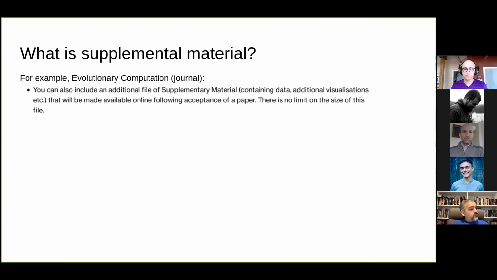Here's an example that I pulled from the Evolutionary Computation Journal. It says you can include an additional file of supplemental material containing data, additional visualizations, etc. It'll be made available online following the acceptance of the paper. There's no limits to the size of the file. So it's incredibly vague, because you can put just about anything. It sounds like you can add any sort of file and you can put anything inside of that file.